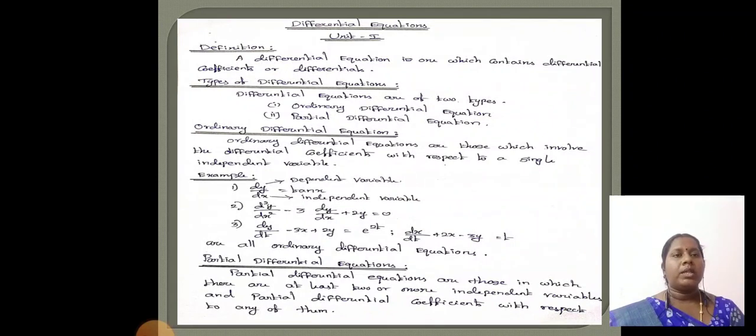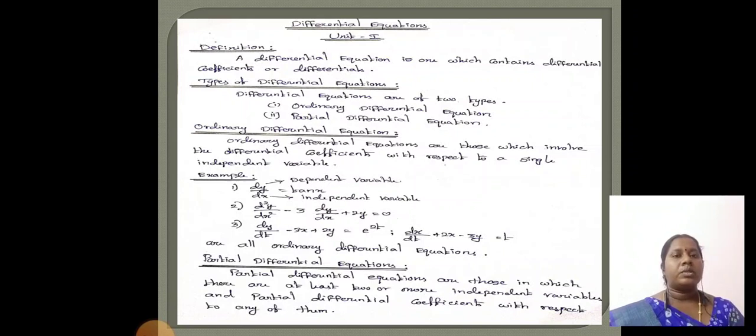A differential equation is an equation which involves an independent variable x, dependent variable y, and differential of the dependent variable y with respect to independent variable x. For example, dy by dx plus 3 equal to 0. In this example, it involves an independent variable x and dependent variable y, and also the differential coefficient dy by dx. So, this is an example for differential equation.